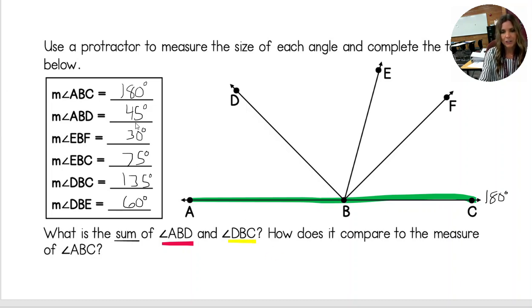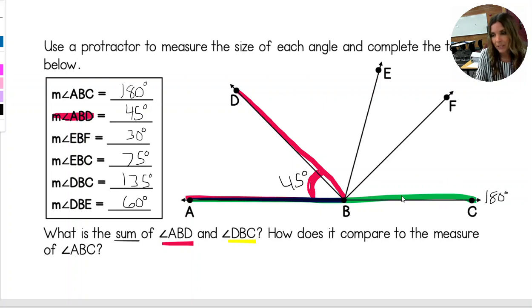I'm going to trace angle ABD in pink. So that's this angle right here, ABD. The measure of that angle is 45. I'm going to fill in that angle measure here. So that's 45. And then the angle DBC, I'm going to trace that in yellow. So DBC, that is this angle right here. That's this big angle DBC. Let me trace that in one more time.